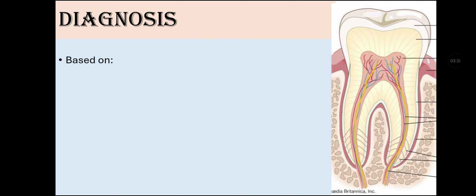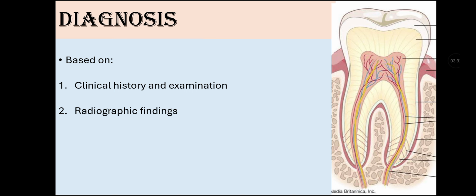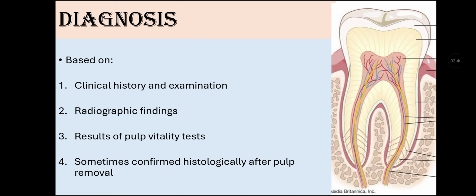Now let's talk about diagnosis of chronic pulpitis. Diagnosis of chronic pulpitis is based on clinical history and examination. Then we can also use radiographic findings to confirm the chronic pulpitis, and we can also do pulp vitality tests, and sometimes histology can also be done if the pulp is removed.